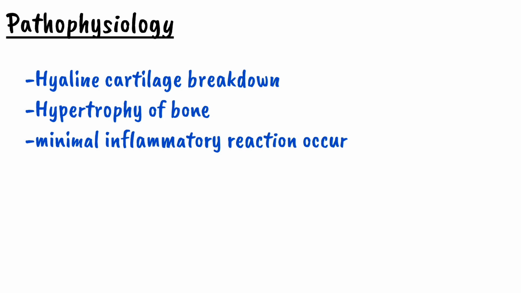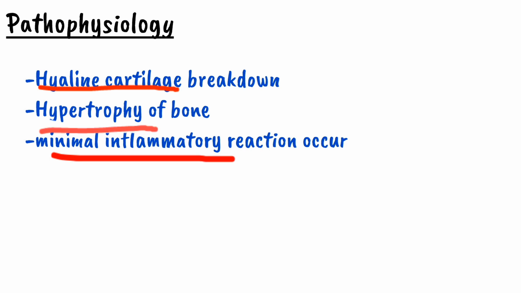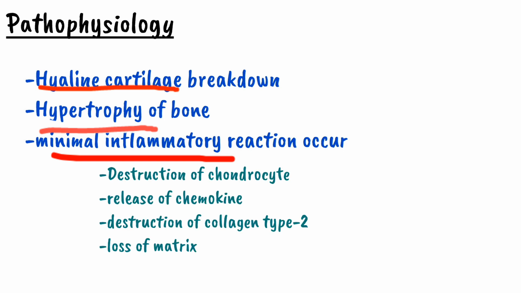As a result of the loss of the extracellular matrix, there will be a breakdown of the hyaline cartilage, hypertrophy of the bone, and a minimal inflammatory reaction due to the presence of tumor necrosis factor and TGF beta, which are released by the chondrocyte. In a nutshell, in osteoarthritis, due to any cause, there will be destruction of the chondrocyte, and this chondrocyte will release chemokines, which will cause the destruction of collagen type 2, which is present most commonly at the articular cartilage, and there will be a loss of the matrix from the articular cartilage. So this will lead to hyaline cartilage breakdown, hypertrophy, and a minimal inflammatory reaction induced by tumor necrosis factor and other chemokines.